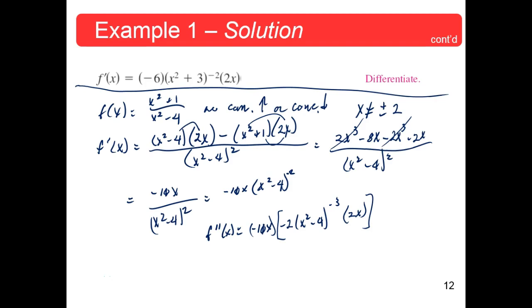The second part is, normal would be a plus, but you got a minus there. Derivative of the first, which is minus 10, times the second, which is just (x squared minus 4) to the minus 2.